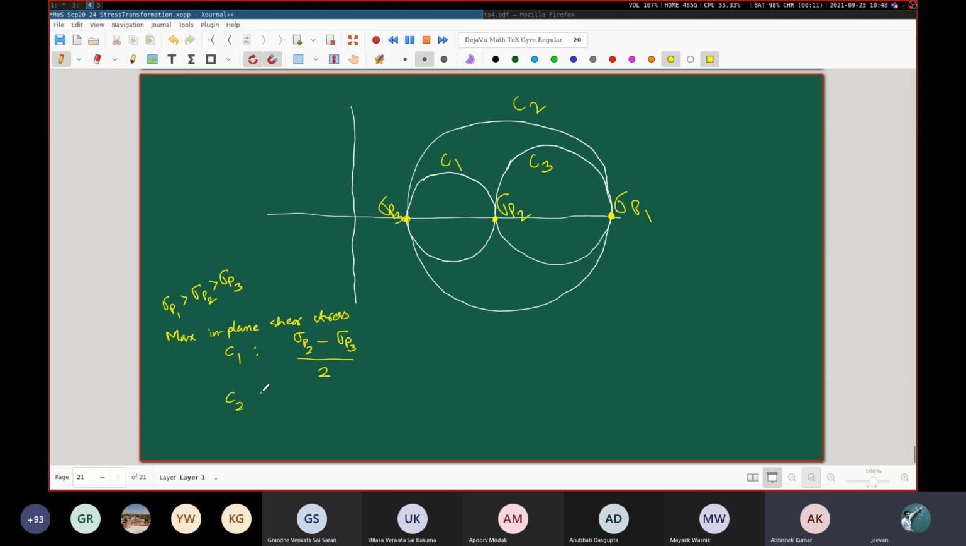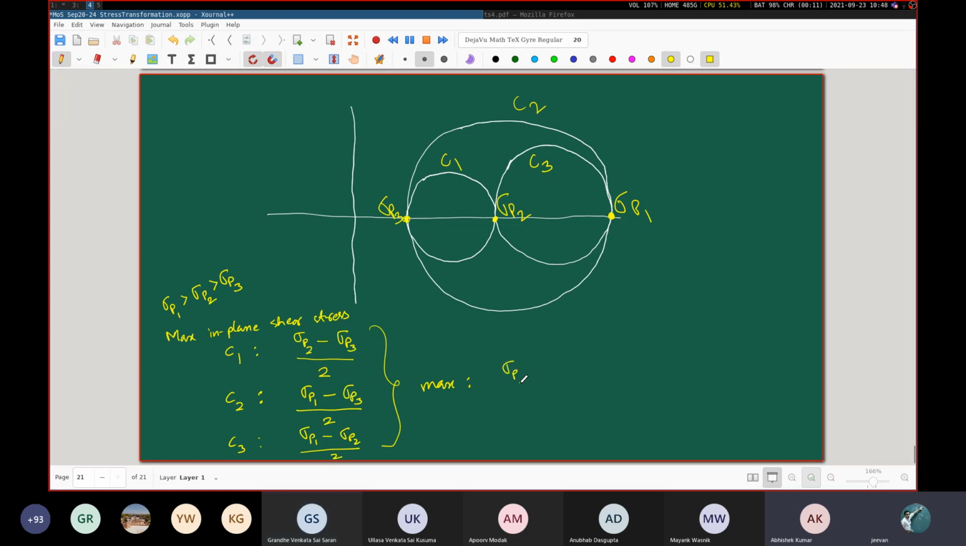For the circle C2, similarly, you tell me what is it? Sigma P1 minus sigma P3 by 2. Very good. And finally, for C3, it will be just sigma P1 minus sigma P2 by 2. Now, among all these three, you tell me which is the maximum value. The radius of circle C2.